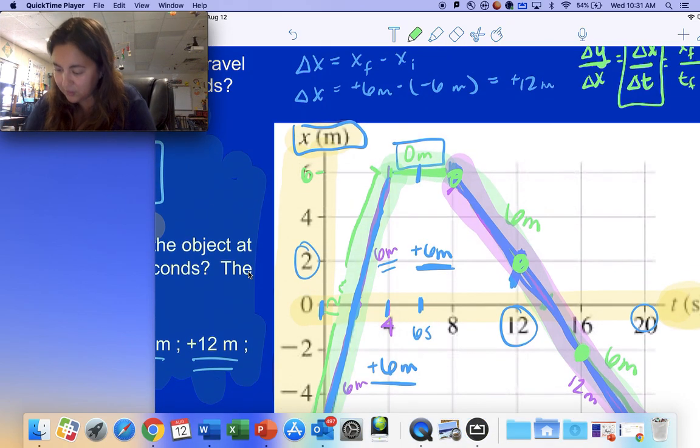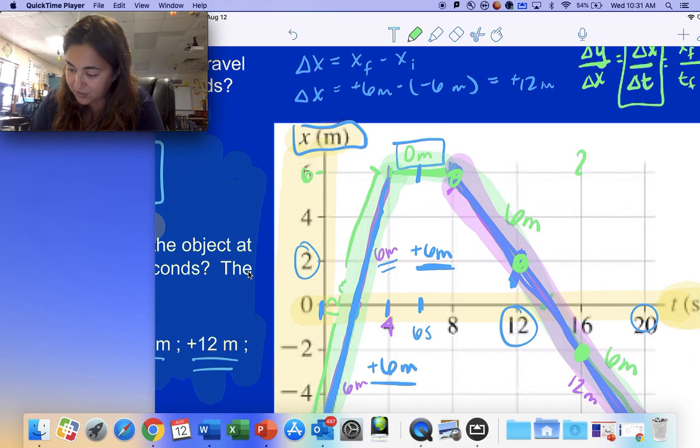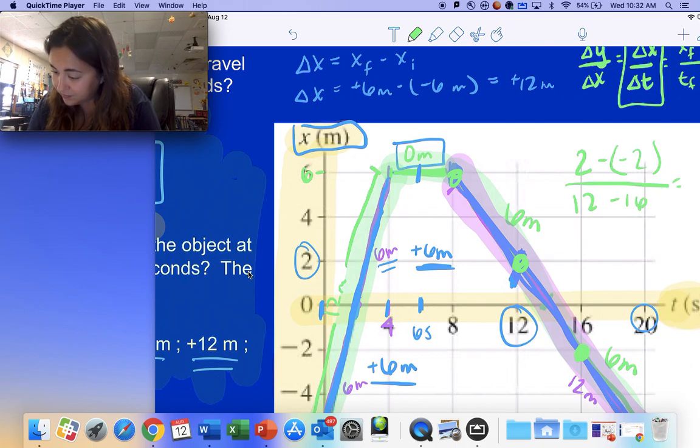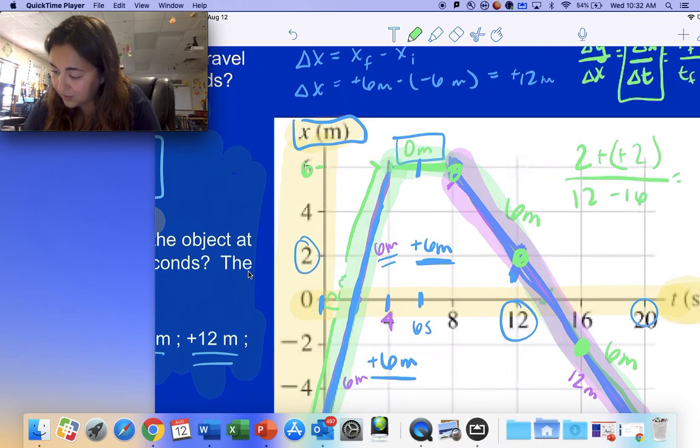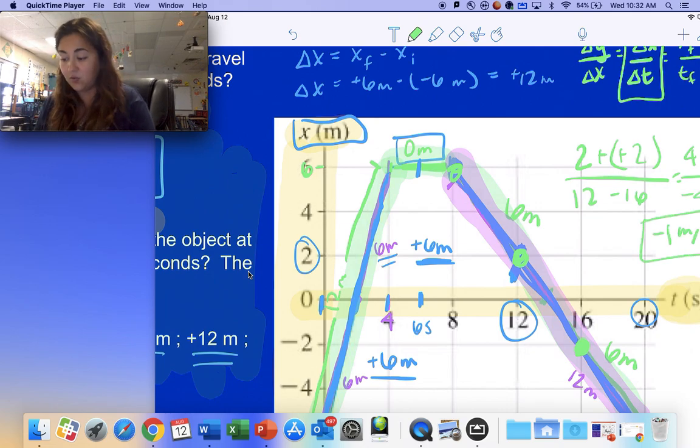So again, I'm going to use those 2, so I'm going to do position. I'm going to pick this point first. It doesn't matter which point you pick first, just make sure you keep it consistent. So 2 minus negative 2 over the time is 12 minus 16. So I get those cancel, 4 over negative 4. I end up with negative 1 meters per second for my speed.